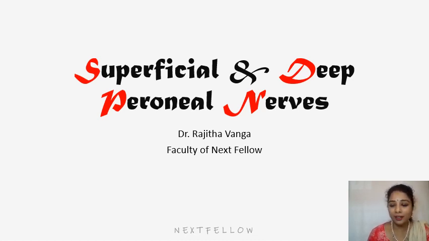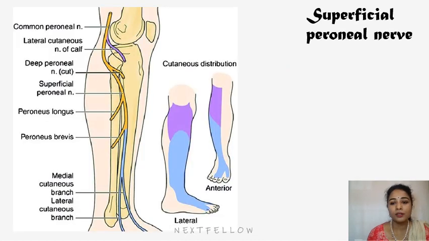So today's topic is on superficial and deep peroneal nerve. First we shall begin with the superficial peroneal nerve. The superficial peroneal nerve begins at the bifurcation of the common peroneal nerve. Here we can see this is the common peroneal nerve, which bifurcates at the neck of the fibula.